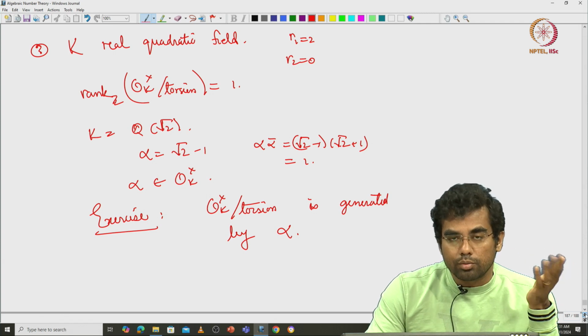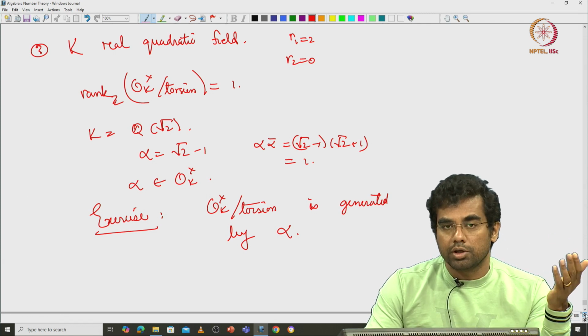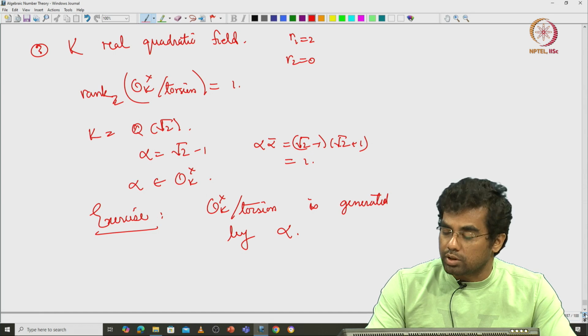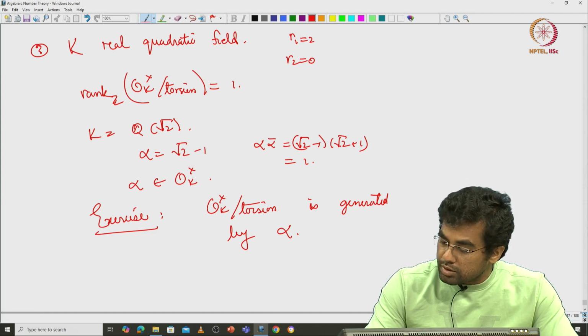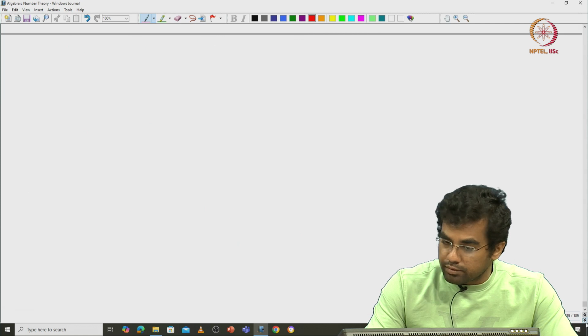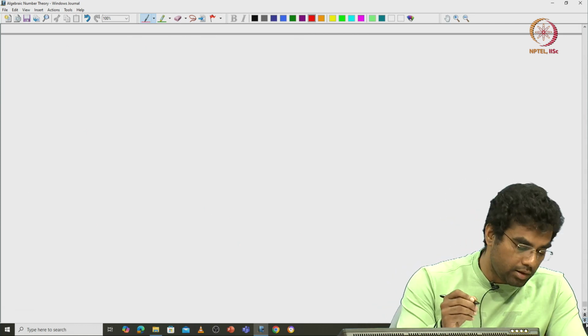So yes, there are these ways in which we can compute the unit group explicitly. If the unit group has rank 2 and so on, it becomes slightly trickier to compute it explicitly, but there are algorithms to do it. That is so much for examples, and we will look at more examples later on.